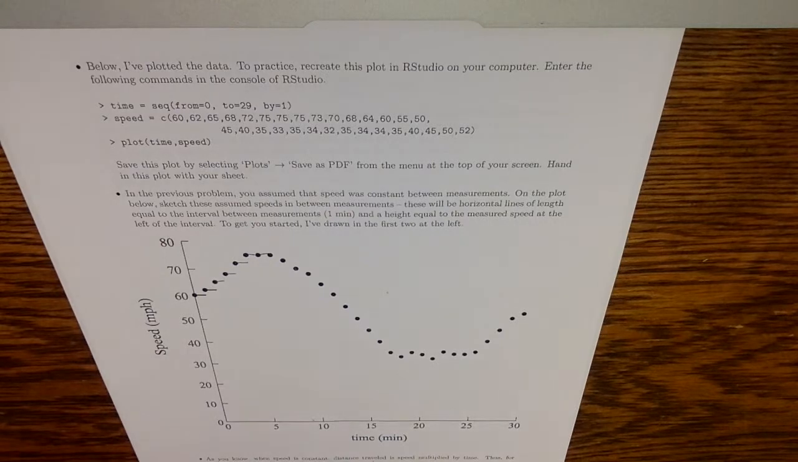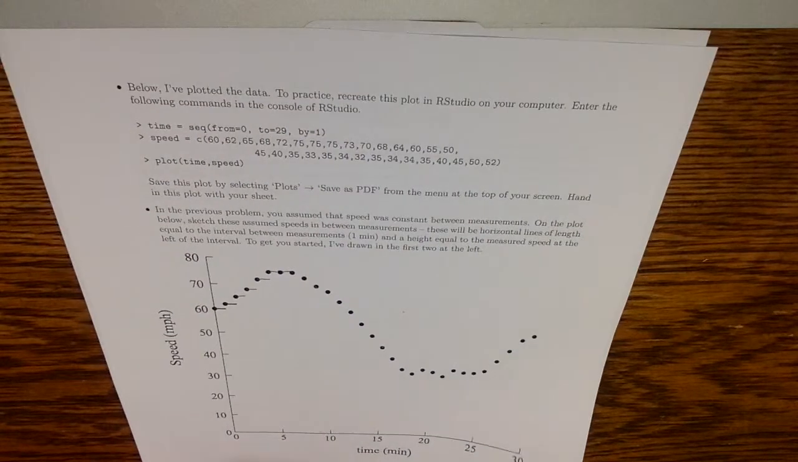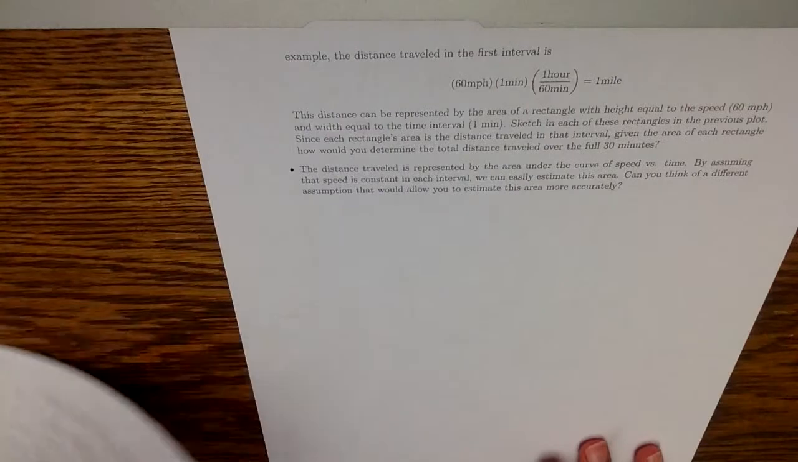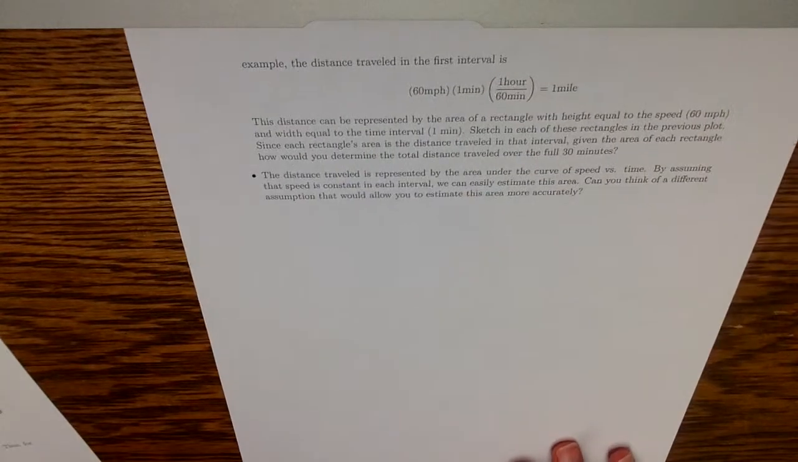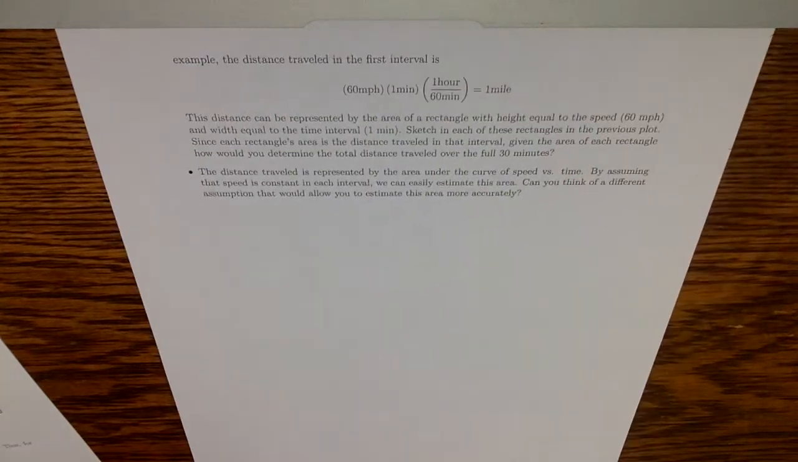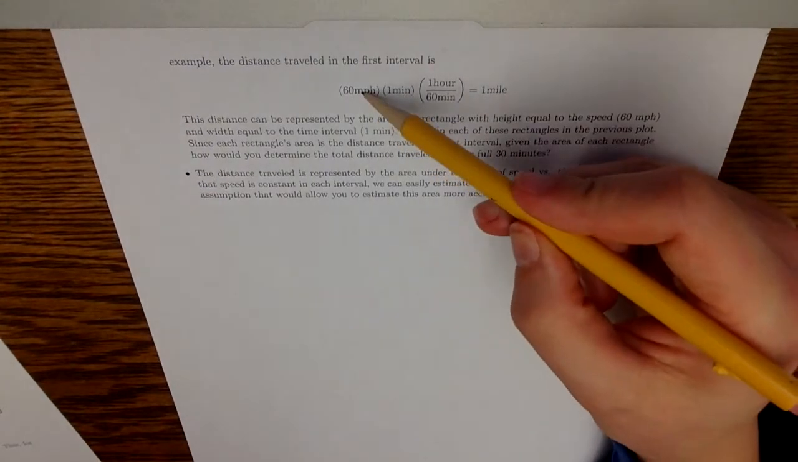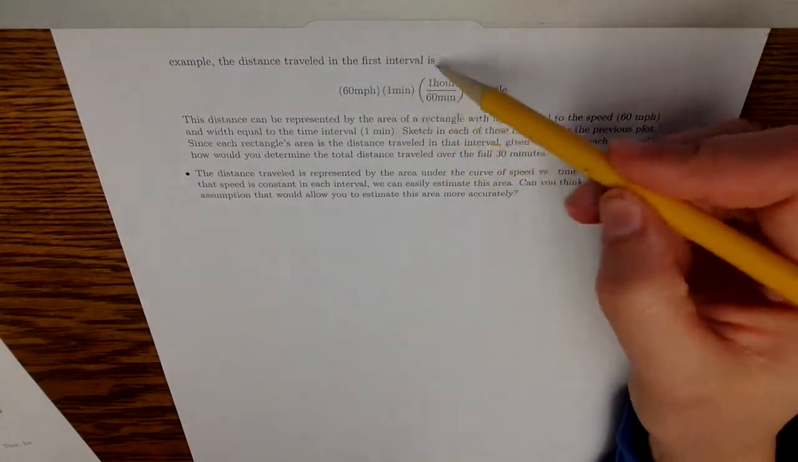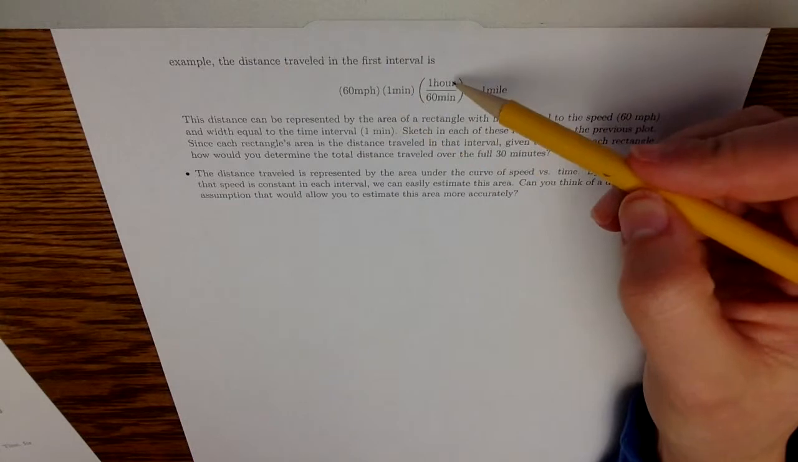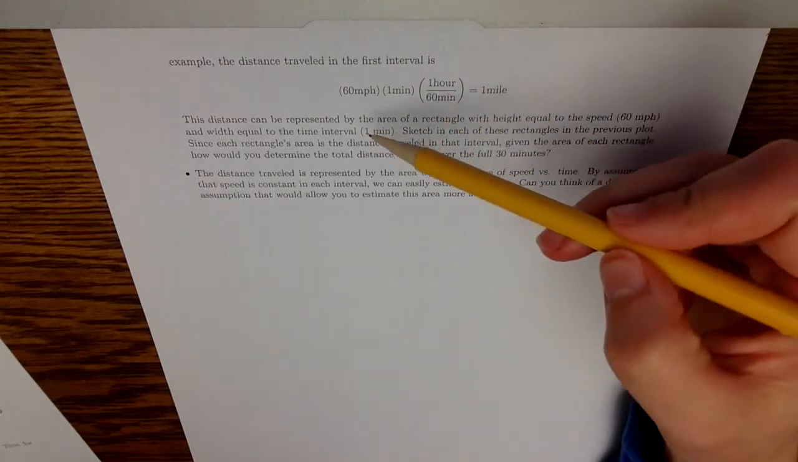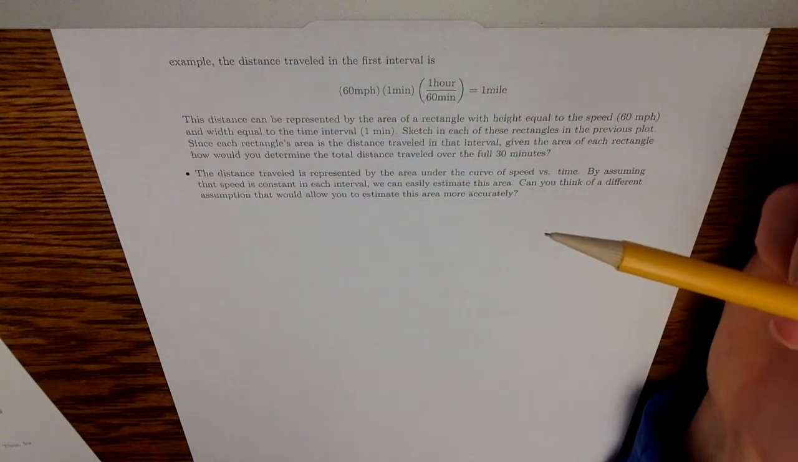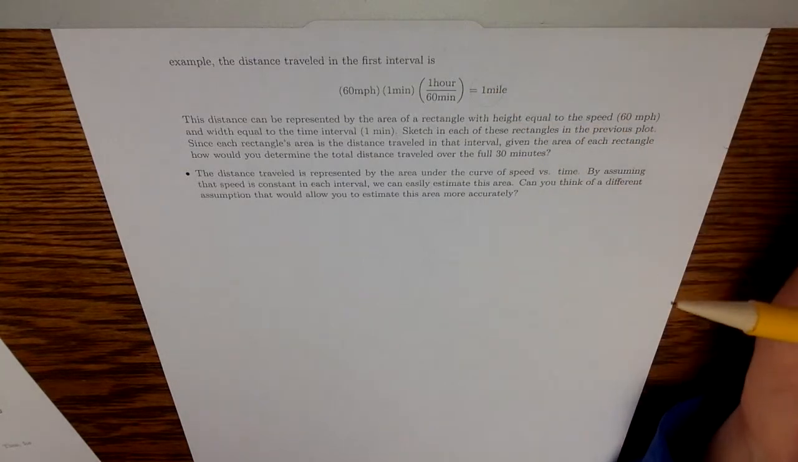Okay, as you know, when speed is constant, distance traveled is speed multiplied by time. Thus, for example, the distance traveled in the first interval is 60 miles per hour times 1 minute times 1 hour over 60 minutes. So in other words, we're multiplying the speed times the amount of time in the correct unit that we've traveled. We've traveled for 1/60th of an hour at 60 miles per hour. So we get that we've traveled 1 mile.